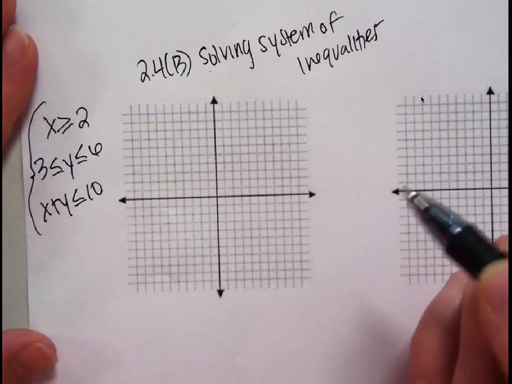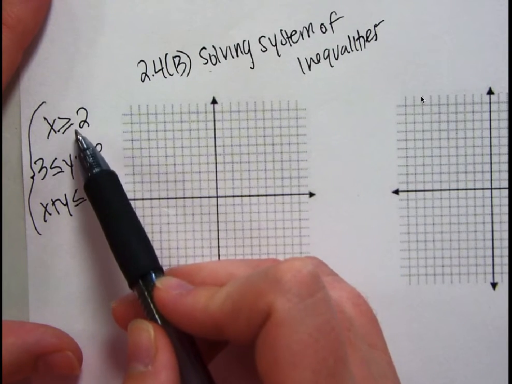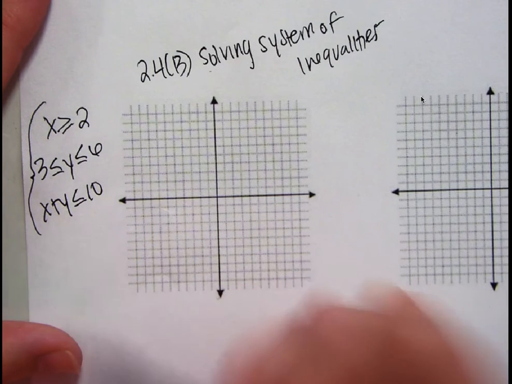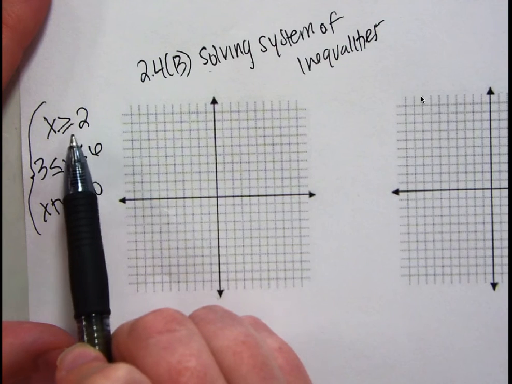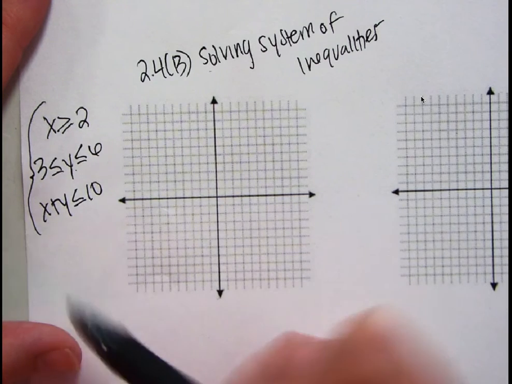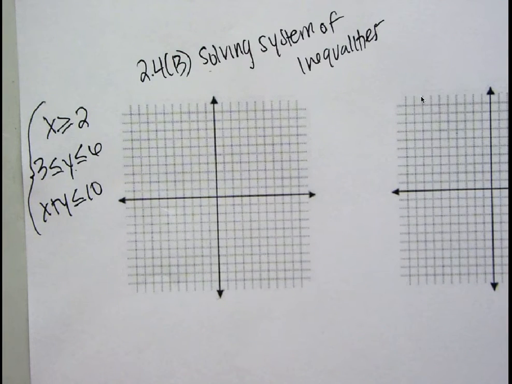It's generally a region of your graph that's shaded, and what you're doing is showing that this set of ordered pairs are solutions to all three inequalities. So when you're solving a system, what you want to do is graph each inequality, and then the solution is where all of the overlapping is, or all of the shading is overlapping.